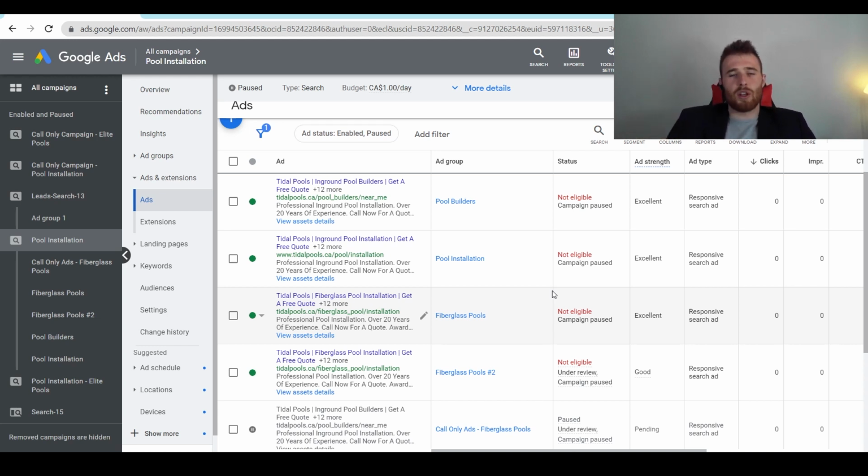Now, another thing I should mention about ads is please make sure your ads match your keywords. I see so many people inside Google Ads whose ad is not relevant whatsoever to their actual keywords. So if you have keywords like in-ground pool installation, please make sure your ad says in-ground pool installation. Don't put vinyl pool installation or just general pool installation. That's not specific enough. We need to be very specific.